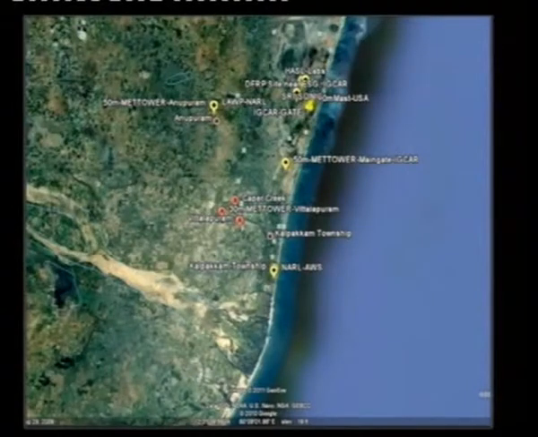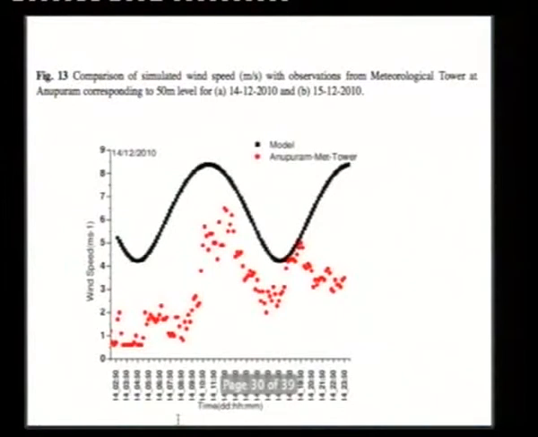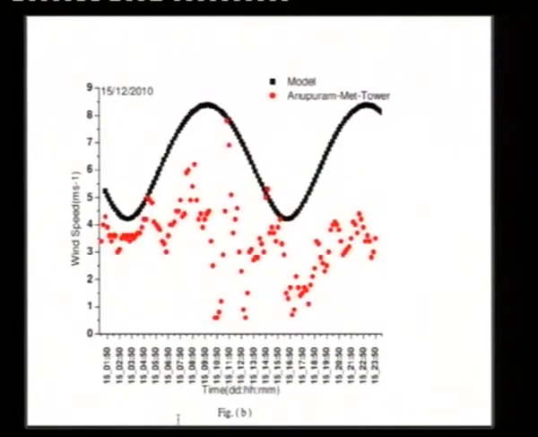Perhaps this Anupuram data only is reliable. So here's a river streaming into the sea. And here's the first plot comparison. So at 50-meter level on 14th and 15th, starting at 2 and ending half an hour later. And then here is another.